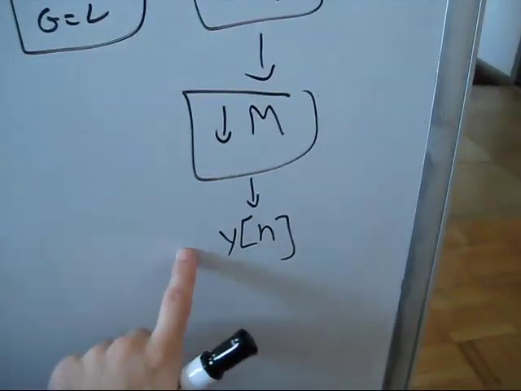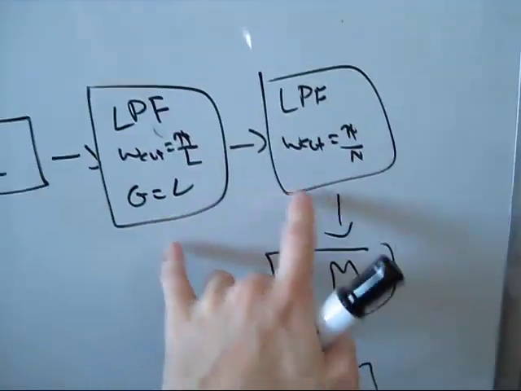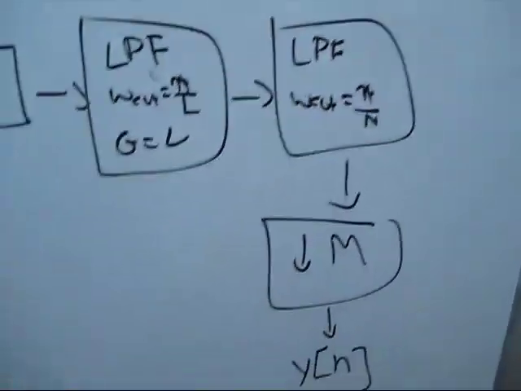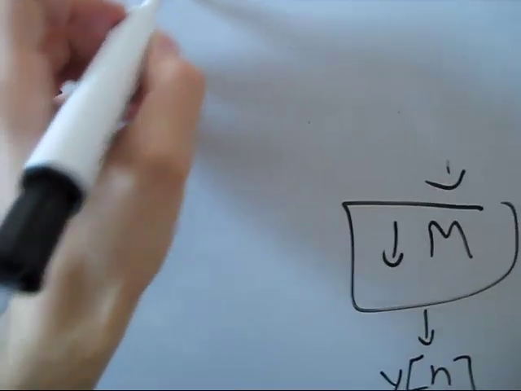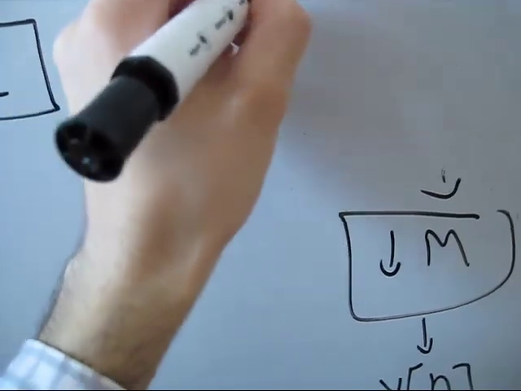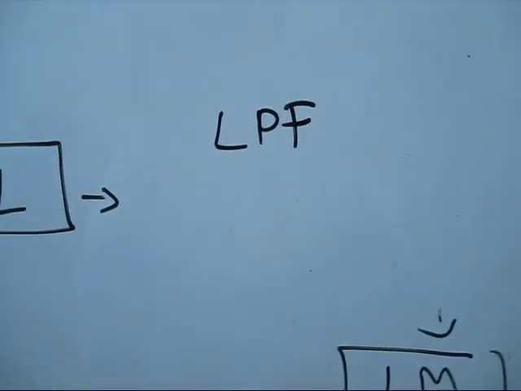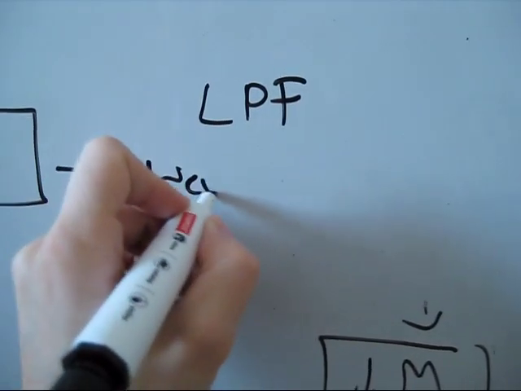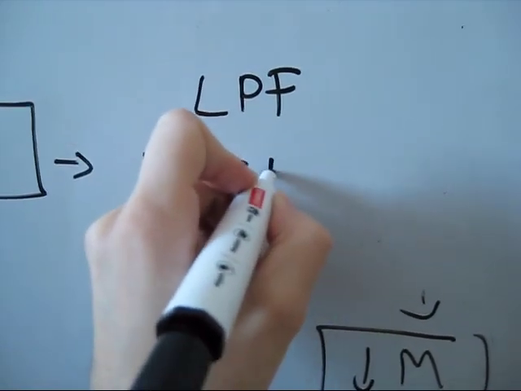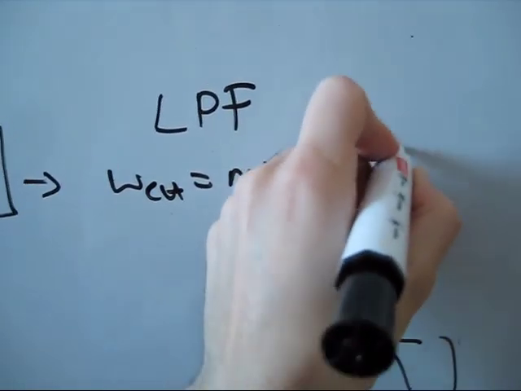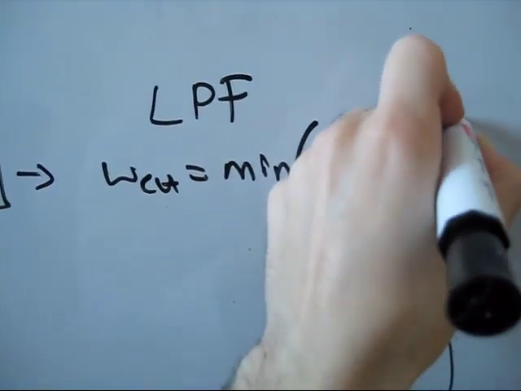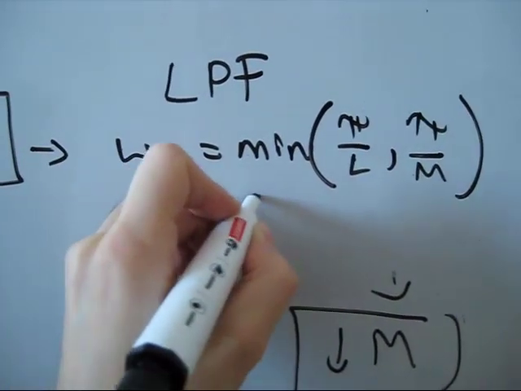But yeah, so signal, interpolate, low pass filter, decimate, resultant signal. Now this part though, this part is just one step. You don't need to do low pass filter twice. So you can actually compress that down into one low pass filter, where the cutoff frequency is equal to the smaller of the two numbers and has a gain of L.